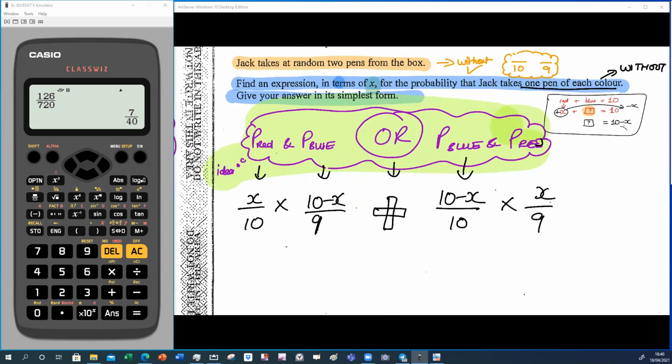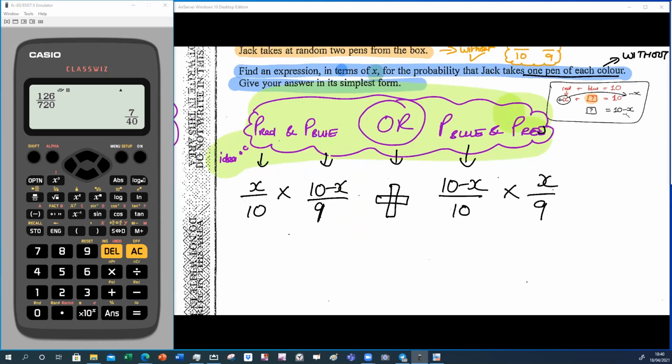Now, come on. We've got algebra now. Let's not feel scared. Let's just deal with it. 10x minus x squared. That'll give you 10 minus x over 90. Is that right? Yeah. Plus the same again?